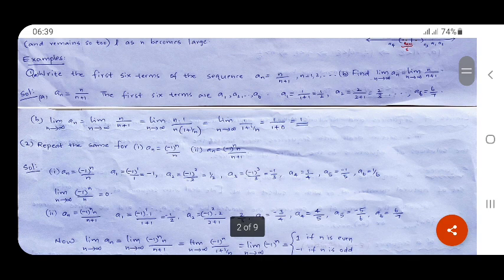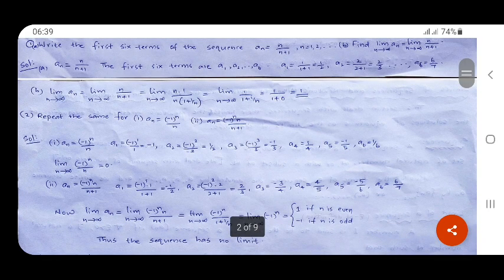You repeat the same for another sequence, an equal to (-1)^n over n, and an equal to (-1)^n times n divided by n plus 1. So for the first one, you find a1, a2, etc., a6, and taking the limit as n tends to infinity, it is 0.